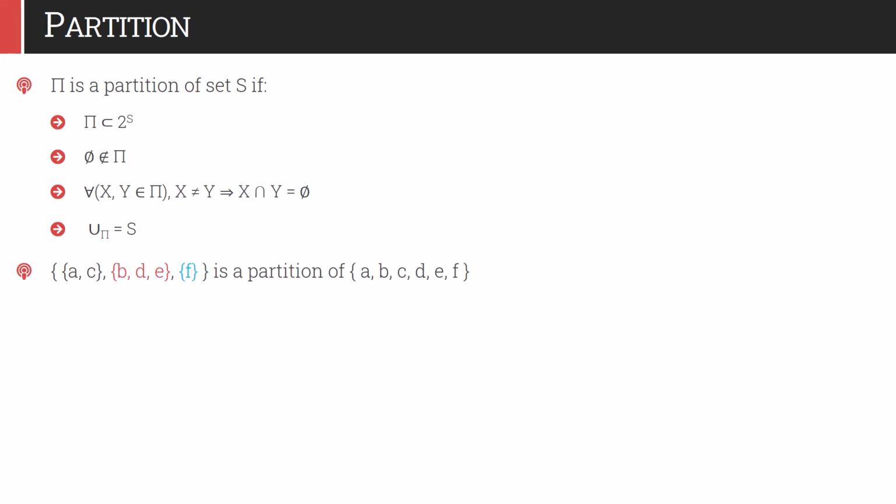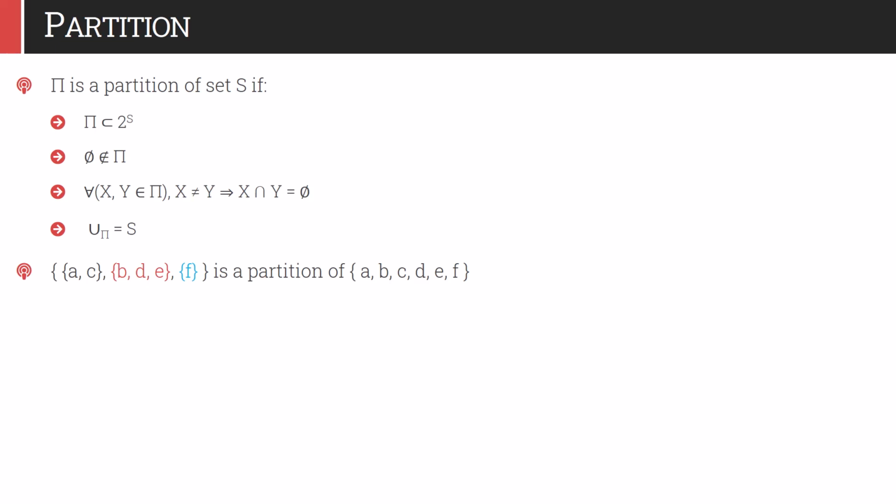If we consider the set {A, B, C, D, E, F}, then {A, C} is one subset of it, {B, D, E} is another subset, and {F} is the third subset. If these subsets satisfy all four conditions, then we can say it's a partition.